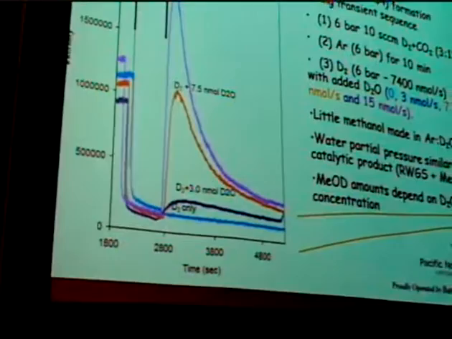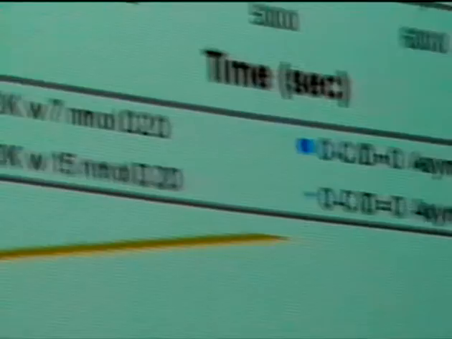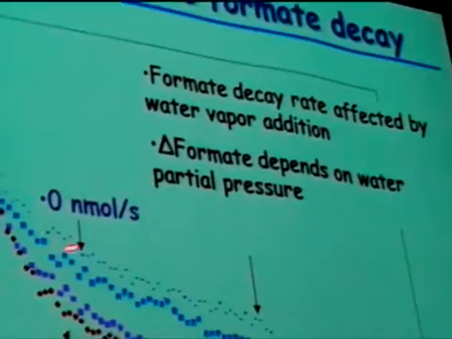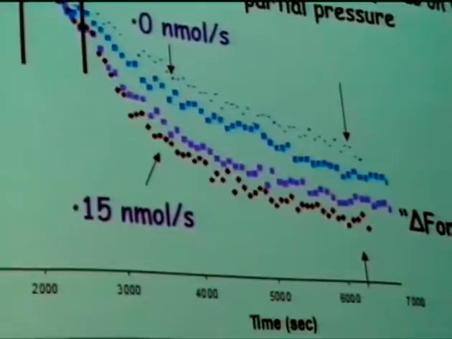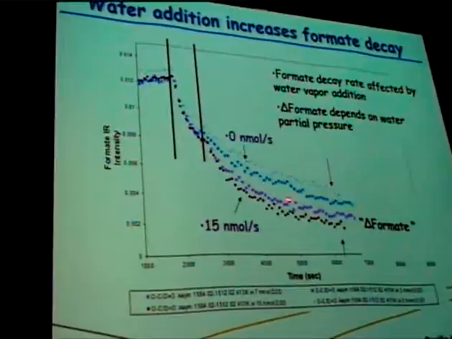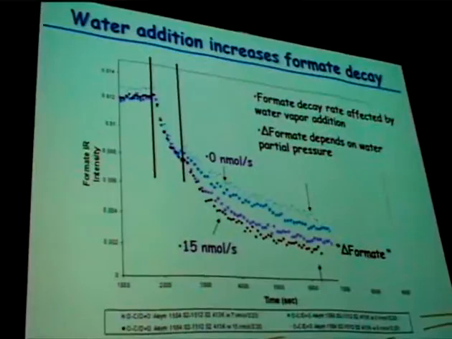What happens to the formate when you introduce the water? Here's the formate level. You switch into this cleansing argon pulse that decays at this rate. This upper curve is if you leave it alone, you keep it in, or put it into dry deuterium, and we know that there's no difference there. There's no change to the decay rate, but if you switch in 3 nanomoles per second of water, 7.5 and 15, you see that the formate is caused to decrease more rapidly than it did before you put the water in.